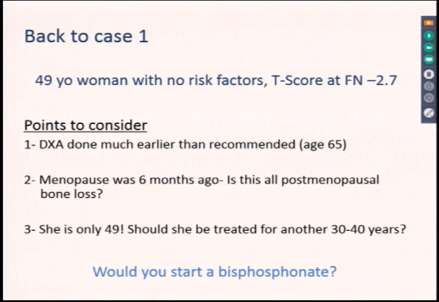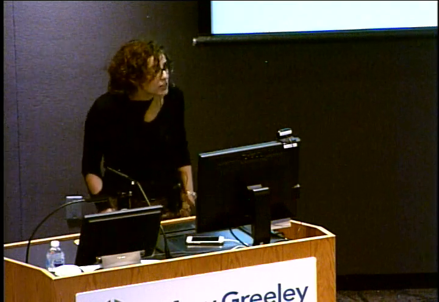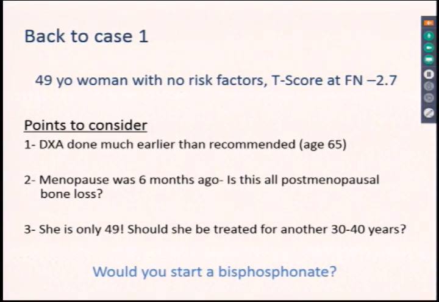A postmenopausal woman loses 1 to 2% bone mineral density per year after menopause. So I can't even imagine that she was at that peak that I showed you and she dropped all the way to minus 2.7 in 6 months. She got hit by menopause and her bone is dissolving. That's not possible. And then she's only 49. So even if I wanted to err on the safe side and be super careful, if I commit her to treatment, then I'm committing her for a long, long time. She has a long life, hopefully, to live. So with that, would you start her on a bisphosphonate?